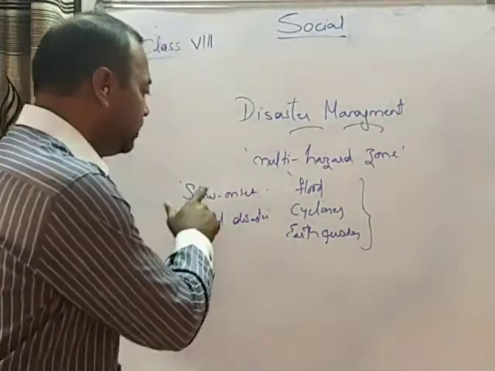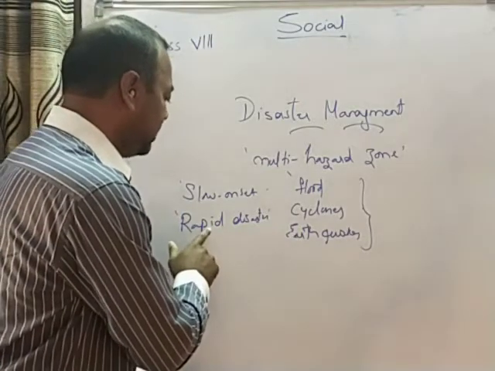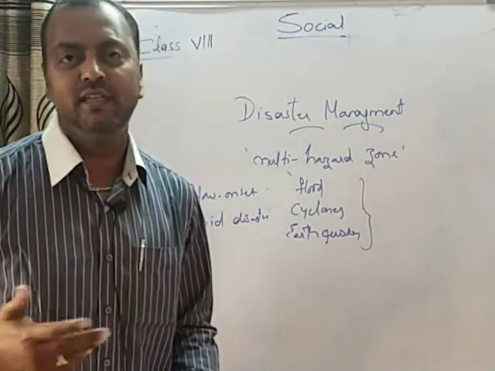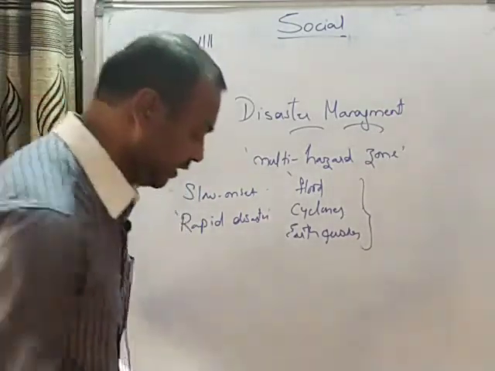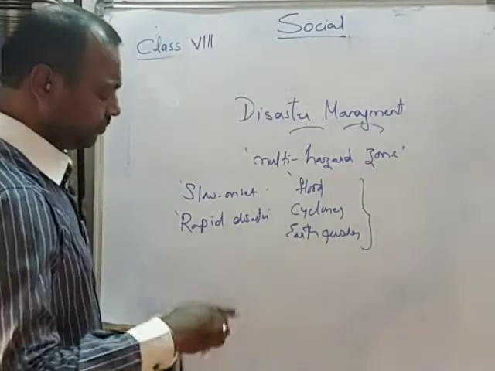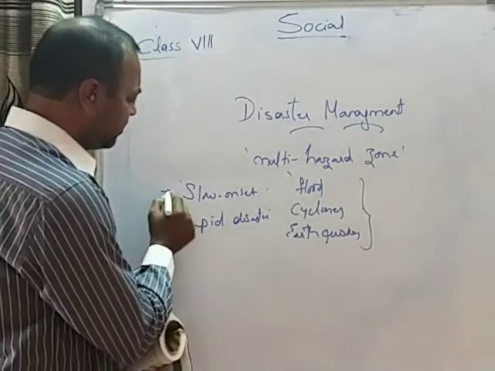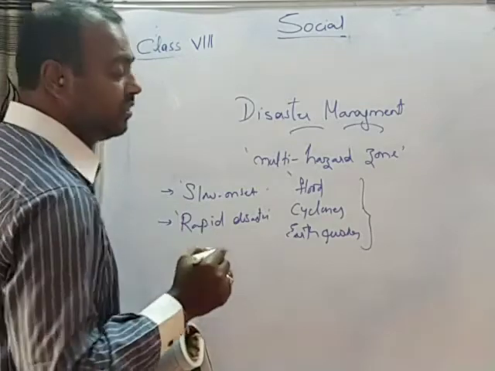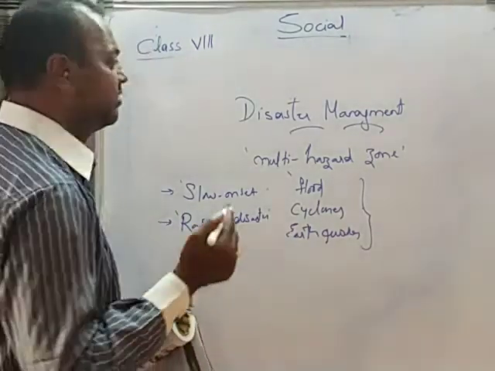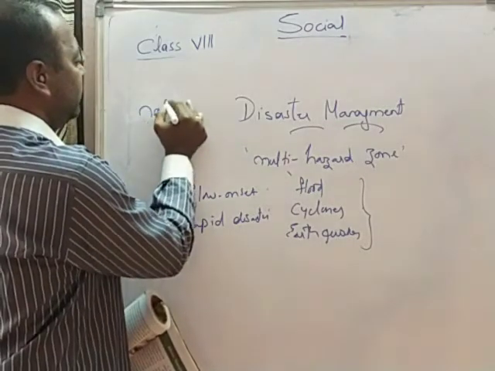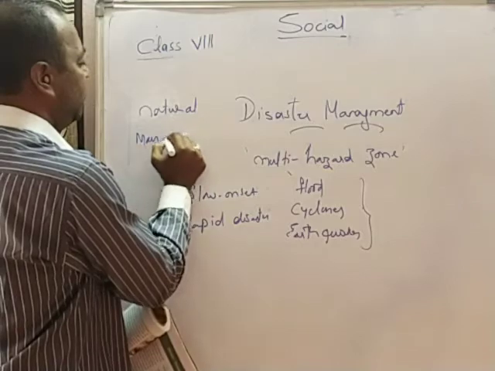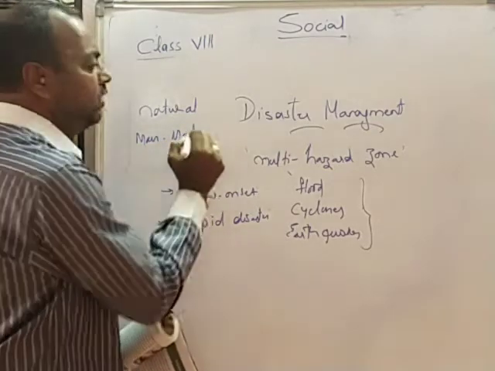So we have learnt about slow onset disasters and rapid disasters. Now, based upon the cause, disasters can be classified into two types again. Till now we have seen how disasters are classified based upon speed, whereas based on the cause, meaning how the disaster is caused, we can classify them again into two. One is a natural disaster, the other one is a man-made disaster, that is, an artificial disaster.